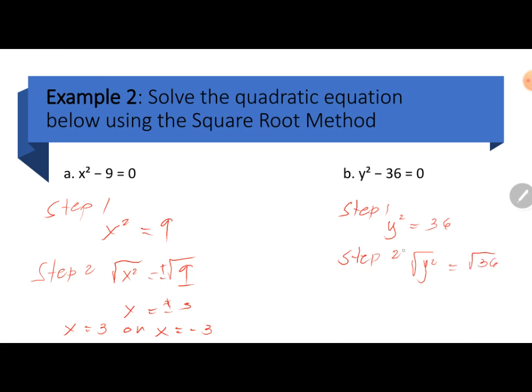Now, remember, in square rooting, we're going to write positive or negative. What number multiplied by itself equals 36? What number is that? Okay, that would be 6. 6 times 6 is 36. That's right. And remember to write the positive and negative sign.